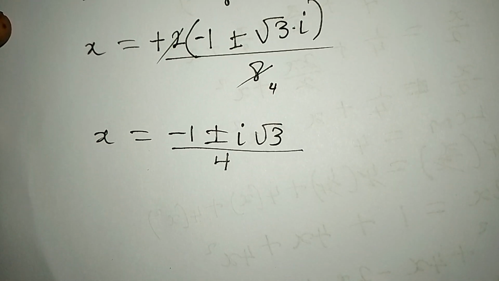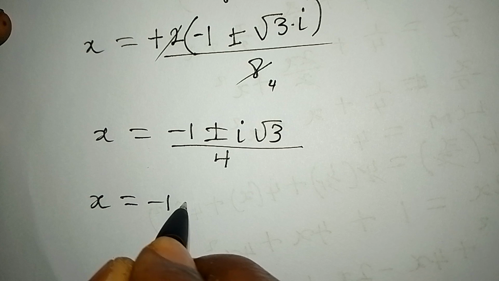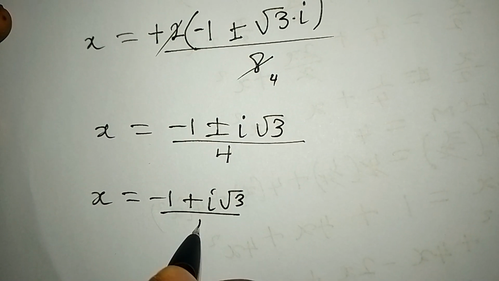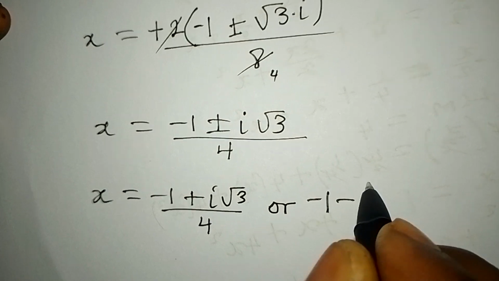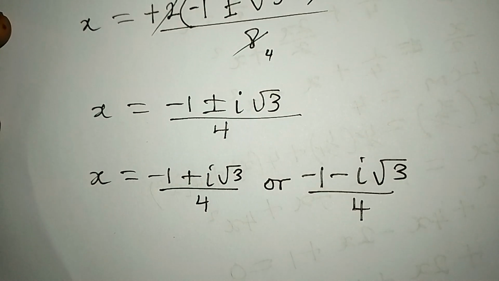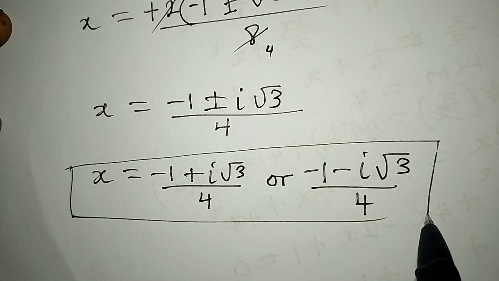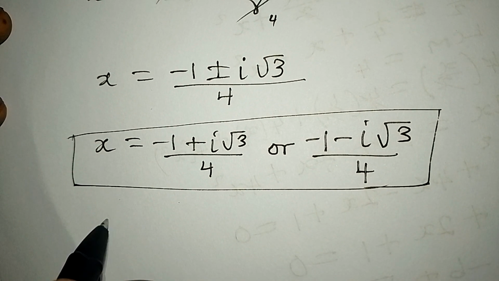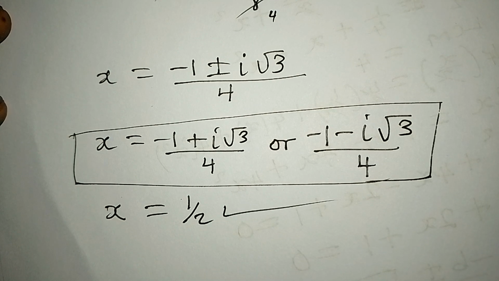So here we have a two-in-one solution. It's either x is equal to minus 1 plus I root 3 over 4, or minus 1 minus I root 3 over 4. So from here we have 2 additional solutions to the problem, but these are complex solutions. And the first solution is x equal to 1 over 2, and this is the only real solution.